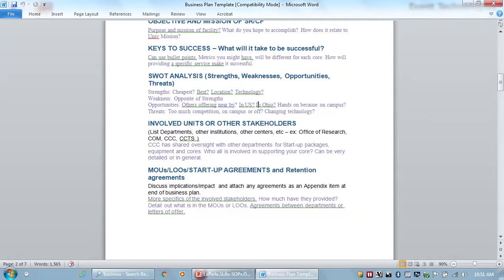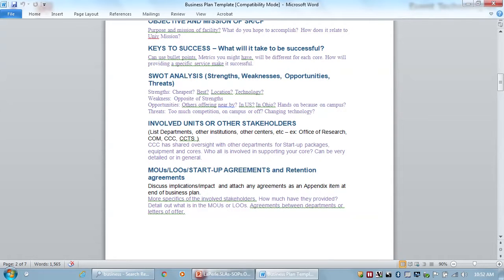So then the next section is, what are the other involved units or stakeholders? The CCTS is a stakeholder for a couple of our cores. Krista's is one of them. They give vouchers to PIs to use our services, and if we're not on that list of people who can use those, then we're not cooperating, or we're not in business with the CCTS, and we really want to be there.